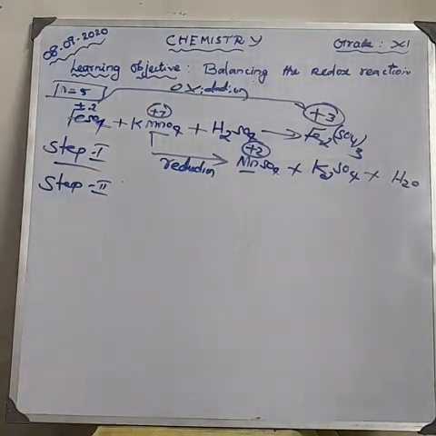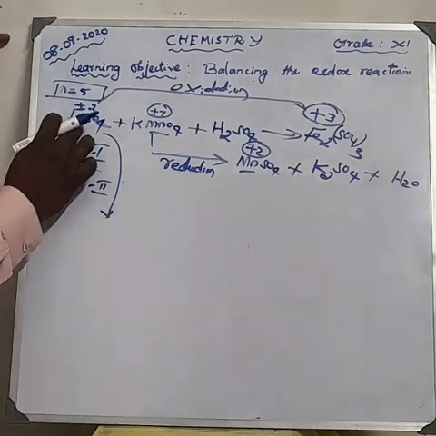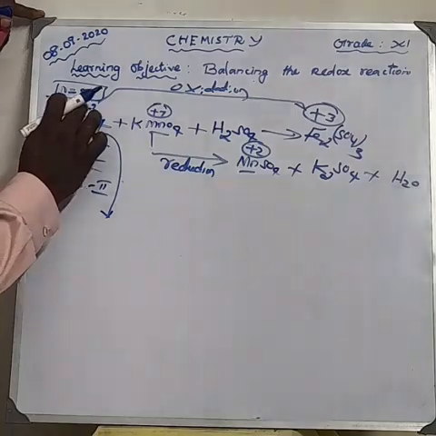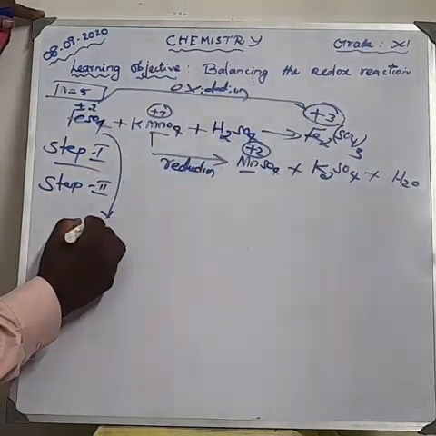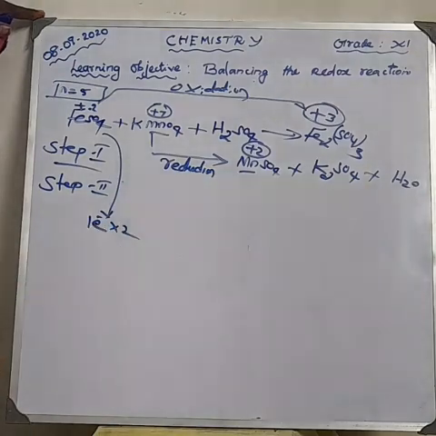That is, ferrous sulfate, by cross multiplication: it loses 1 electron, that is plus 2 to plus 3. It loses 1 electron, 1 electron into 2. Clear?